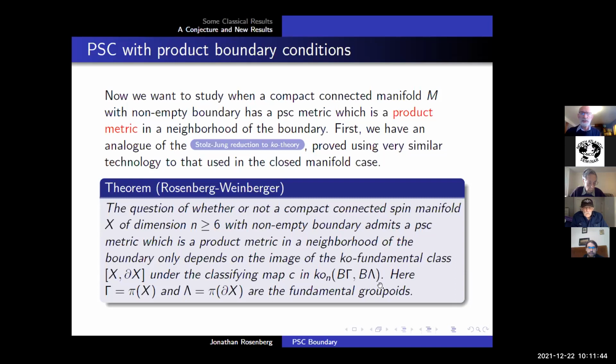know what this thing is in here, then that class carries all the information you need to know as to whether X admits a positive scalar curvature metric, which is a product metric in the neighborhood of the boundary or not.